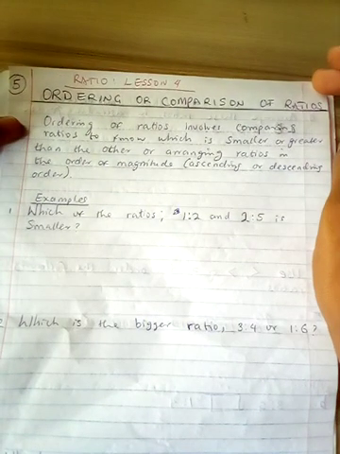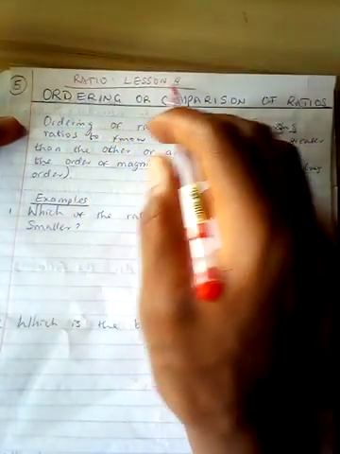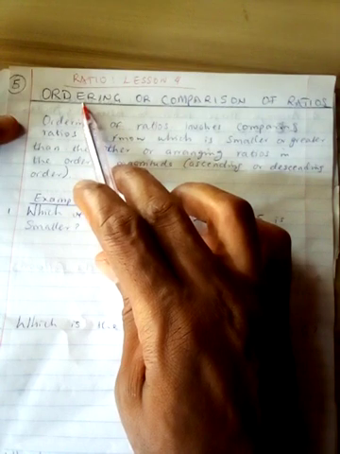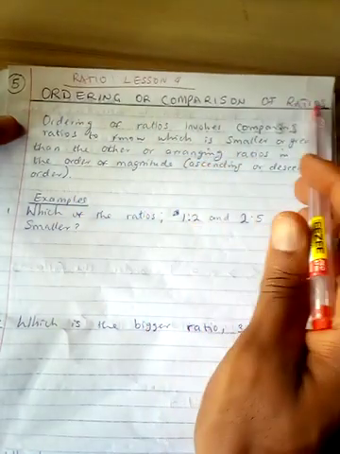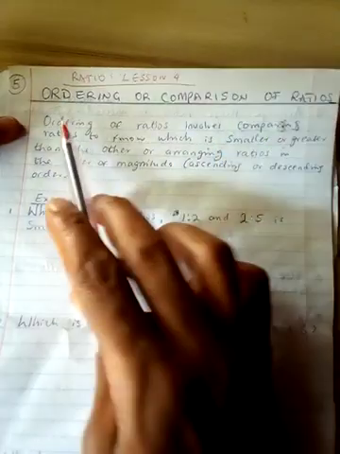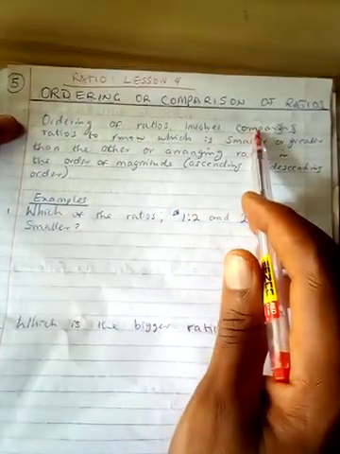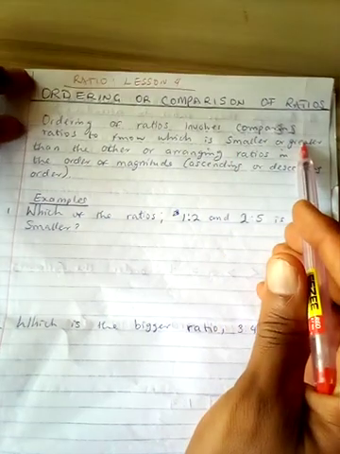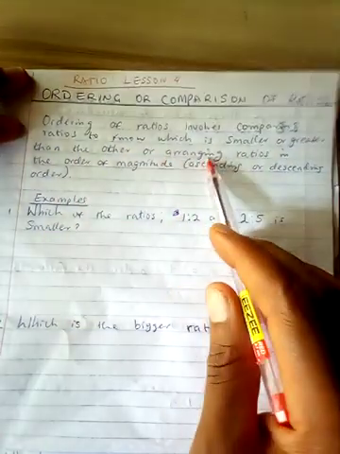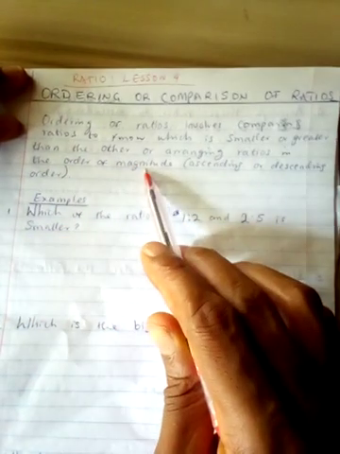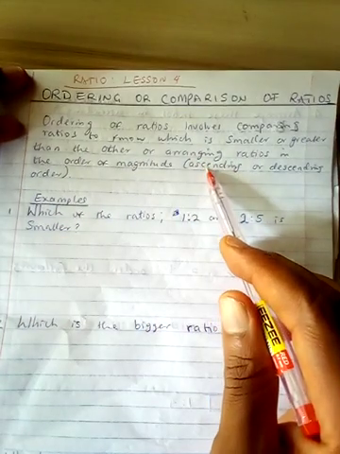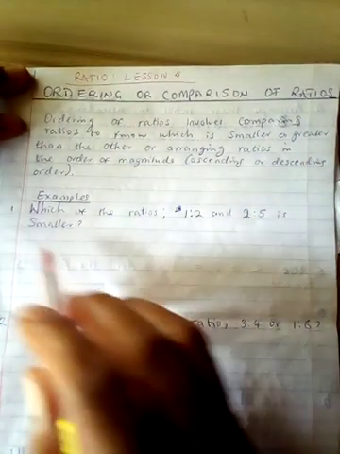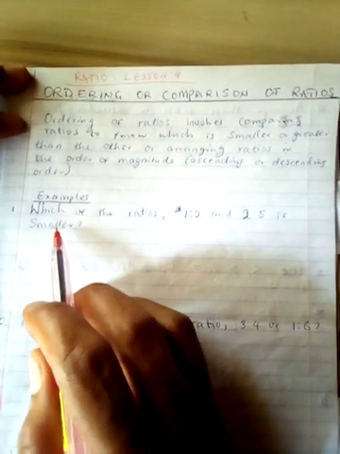This is the fourth video on ratio, ratio lesson 4. Now we are talking about, in this video, ordering or comparison of ratio. What does that mean? Ordering of ratio involves comparing ratios to know which is smaller or bigger than the other, or arranging ratios in the order of magnitude, that is, arranging ratios in ascending order or in descending order. Then we have the following examples to solve.